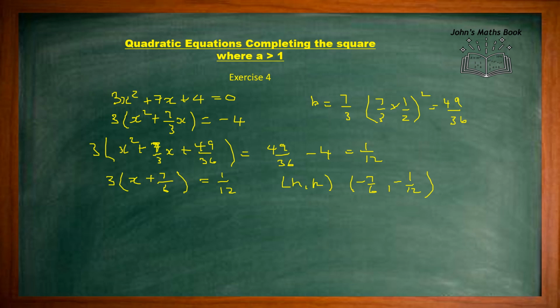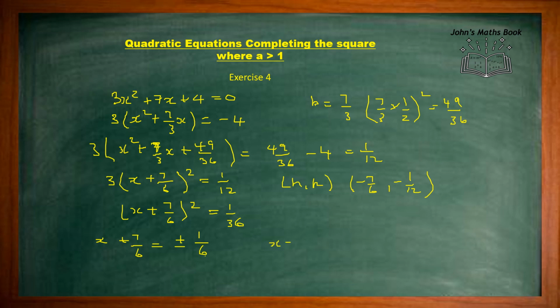So now let's solve for the two values of x to find the roots. So we can now divide both sides by 3. So we have x plus 7/6 squared is equal to 1 divided by 36. So square root both sides gives x plus 7 over 6 is equal to plus or minus square root of 1/36, which is 1/6.